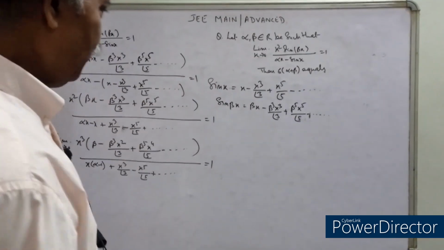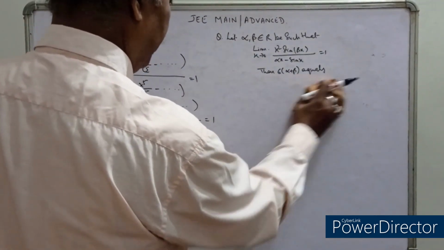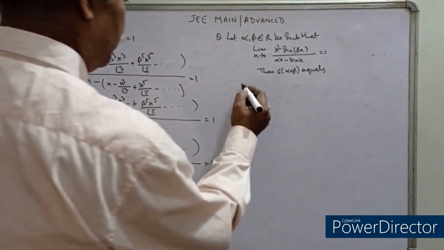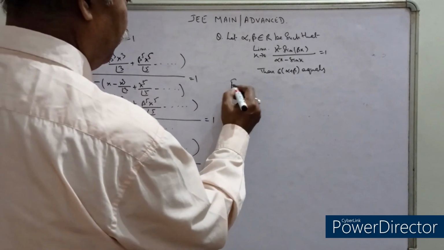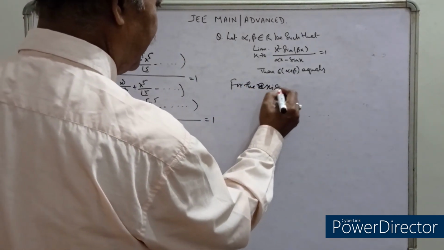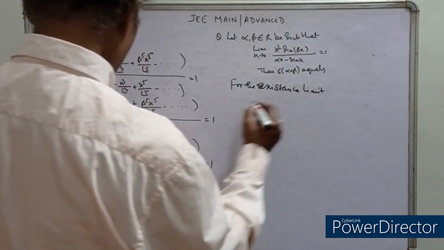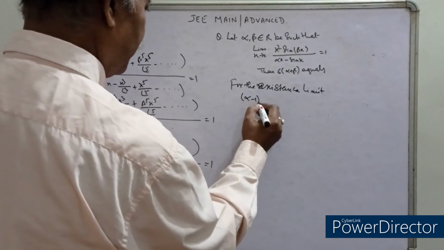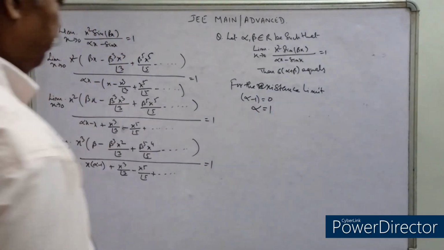So what I am going to do is, for the existence of limit, your alpha minus 1 must be equal to 0, so your alpha comes to be 1.